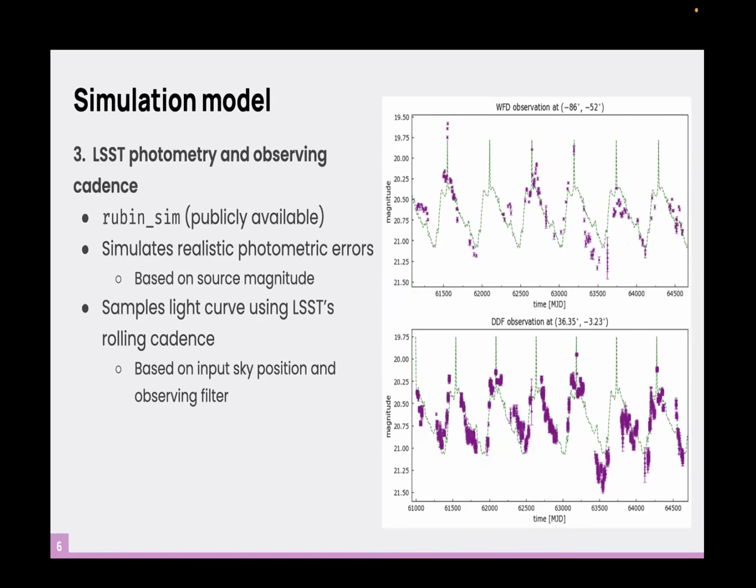And then the last step is to turn these into something that looks like what LSST will be detecting. So we use Rubin Sim to simulate photometric errors, which are based on the magnitude of the signal. And then we downsample our light curves to the LSST cadences based on the different sky positions that we randomize, so that we'll have some observations in the wide fast deep and then some in the deep drilling fields.